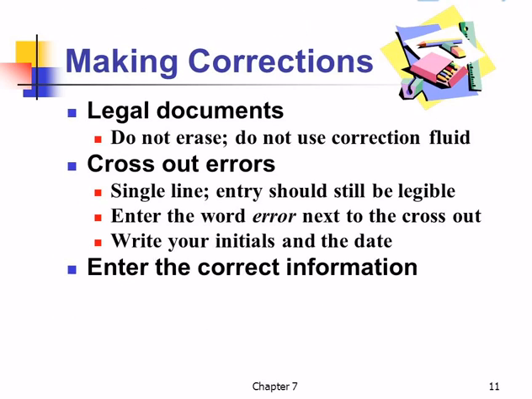Chapter 7. Making corrections. Legal documents. Cross out errors. Do not erase, do not use correction fluid. Cross out errors with a single line; the entry should still be legible. Enter the word error next to the cross out. Write your initials and the date. Enter the correct information.